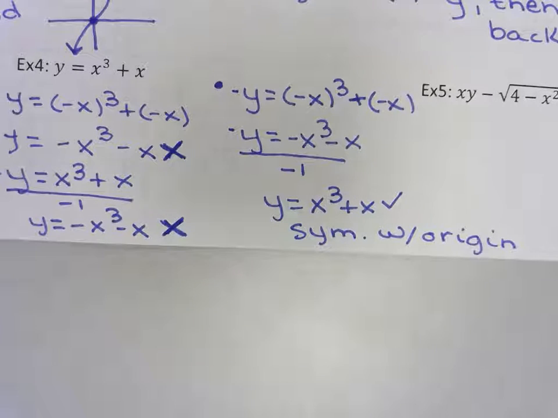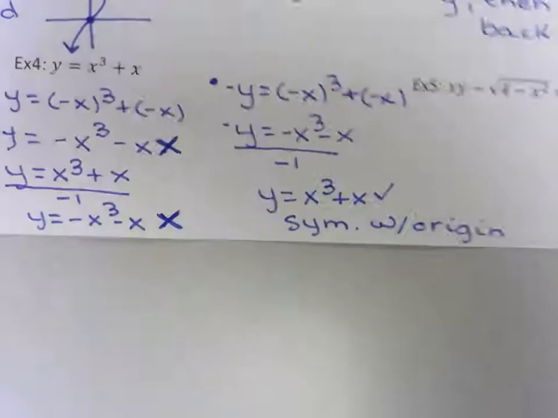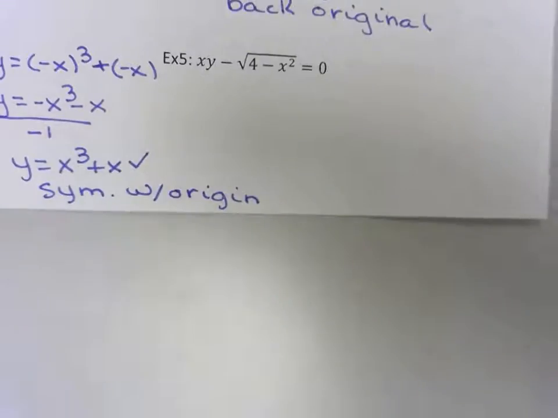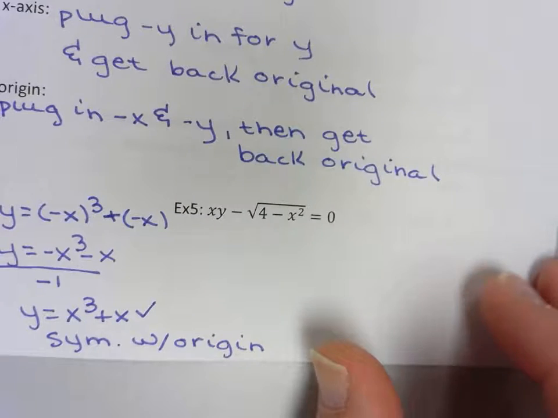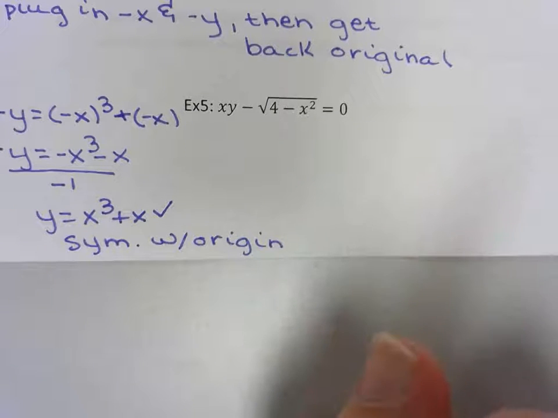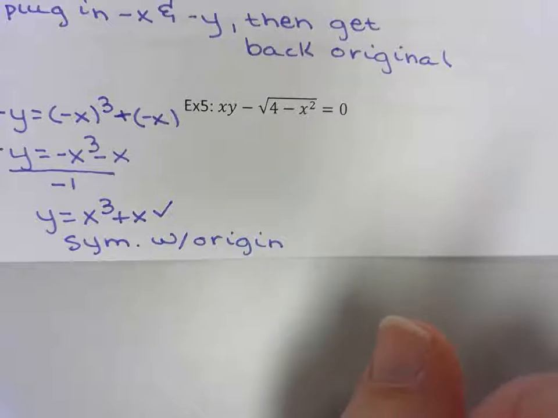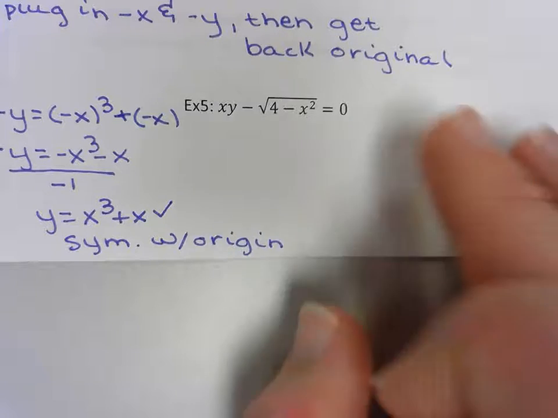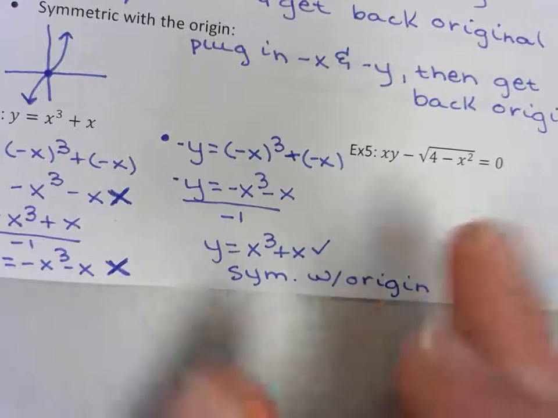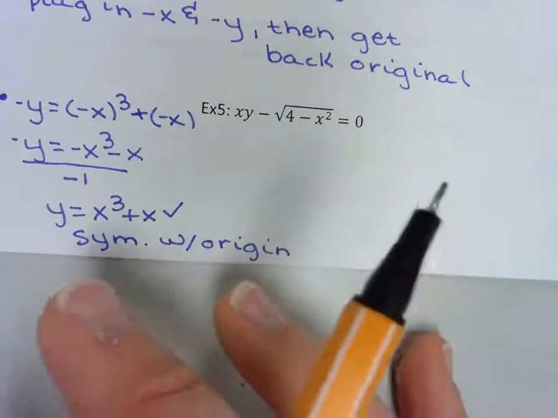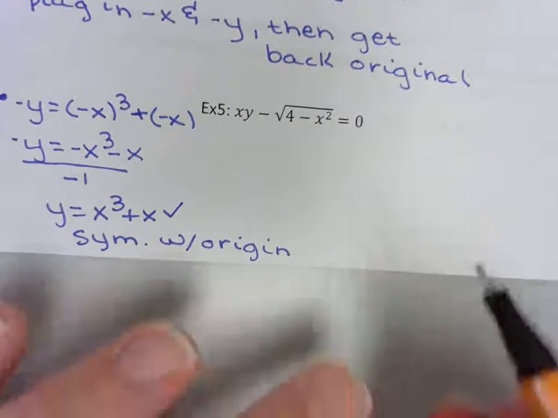Okay, let's look at another example like this. So let's look at example 5. Same sort of thing. Let's see whether it's symmetric with the origin. This one's harder to see. I see xy, I see x squared, so I'm thinking maybe symmetric with the y-axis, but it's not a nice polynomial, so it's a lot harder than example 4 to look at and say this is probably it. So let's go ahead and check all of them.